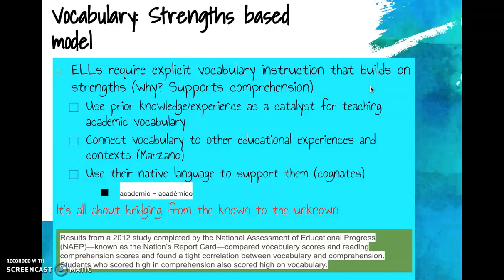Another good strategy to support students with vocabulary as it relates to comprehension is to connect to native language and to cognates. Cognates are words that are similar in two languages, visually in both and in their sound. For example, look at the cognate on the slide. An important thing to note about cognates is there will be more cognates between languages that come from a Romance language background. Just remember, it's all about bridging from the known to the unknown.